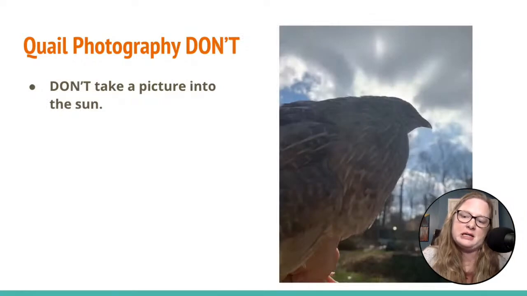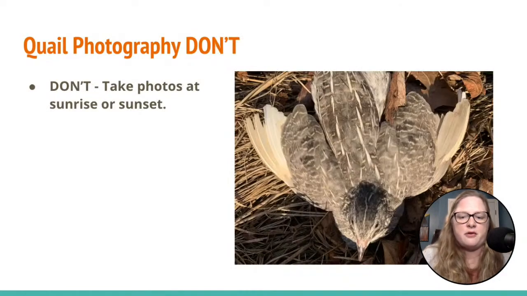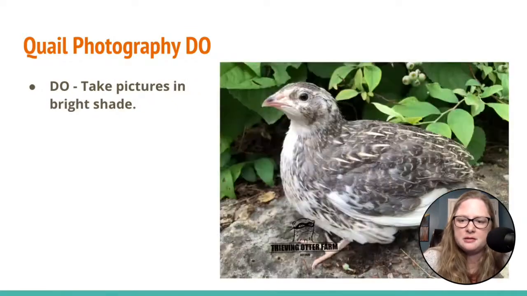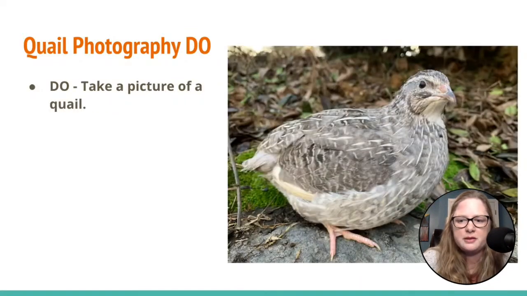Don't take pictures into the sun. You can see that this bird is kind of silhouetted and it's really hard to tell what color or pattern it is. Do take pictures in bright shade. Don't take photos at sunrise or sunset. Sunrise and sunset gives you harsh lighting that adds an orangish tint to the bird. You can see this is at sunset. And let me go back here. This is what that light looks like in bright shade. So, big difference.